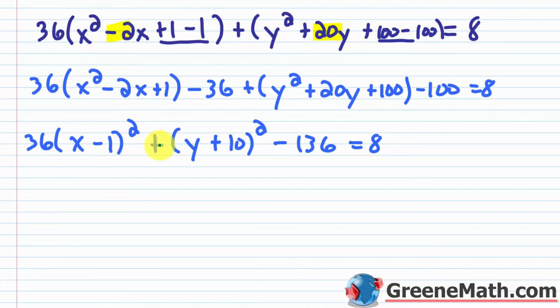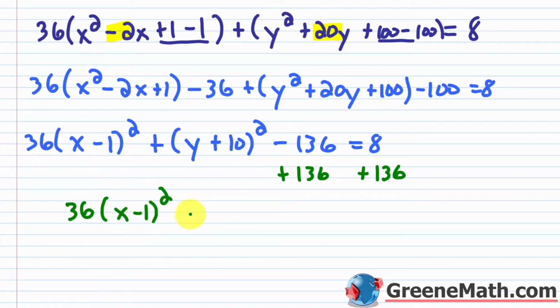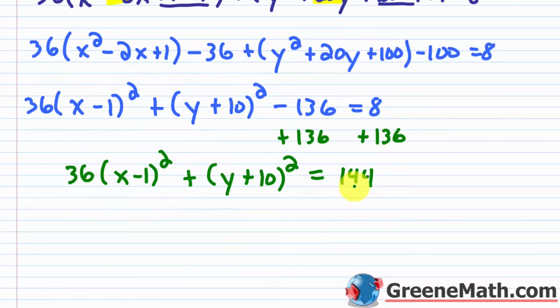So now, add this to both sides of the equation. Okay, so plus 136 plus 136. You're going to have 36 times the quantity x minus 1 squared, plus y plus 10 quantity squared equals 8 plus 136 is 144. To finish this up, you want this right side to be 1. Whatever this is over here, just divide everything by that. Okay, that's all you need to do.